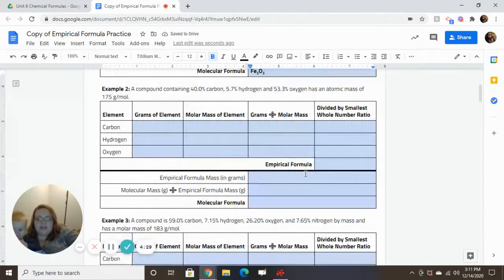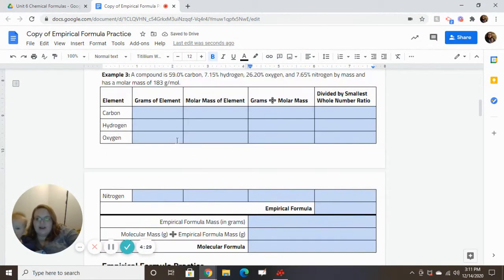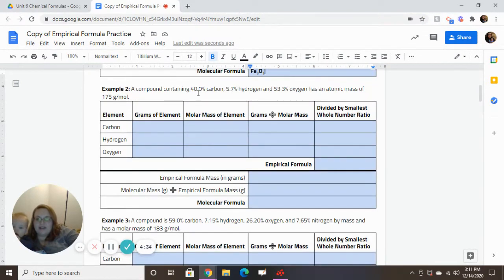So let's do the next example, and I'm going to do 3 examples for you. All right, on the next example, it says a compound containing 40% carbon, 5.7% hydrogen, and 53.3% oxygen has an atomic mass of 175 grams per mole. So again, for my grams of element, I just convert these percentages directly into grams. The first one is 40.0 grams of carbon. The next one is 5.7 grams of hydrogen. Then we have 53.3 grams of oxygen.